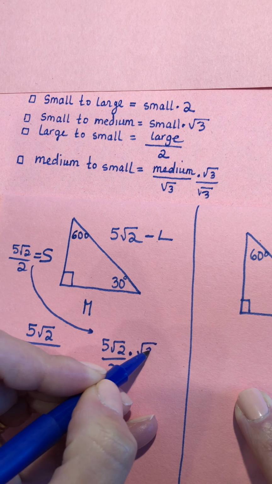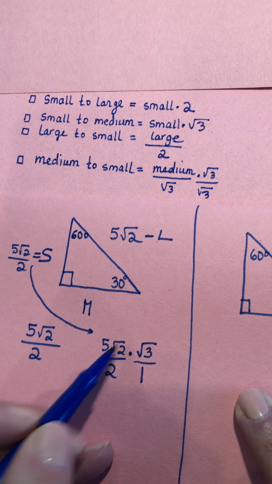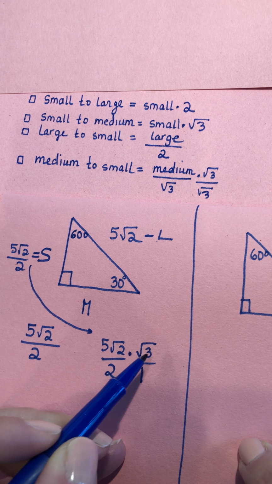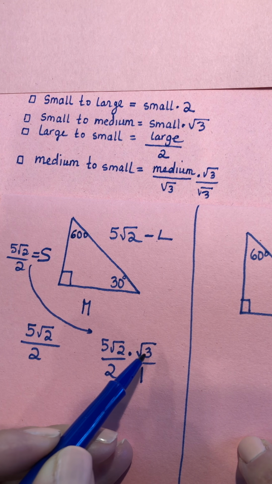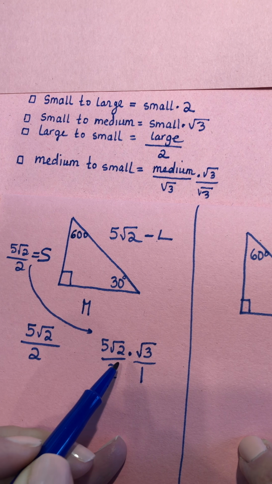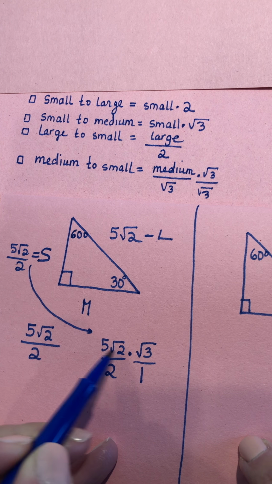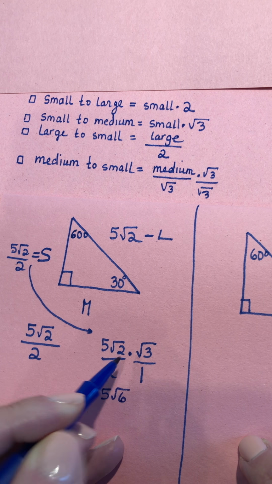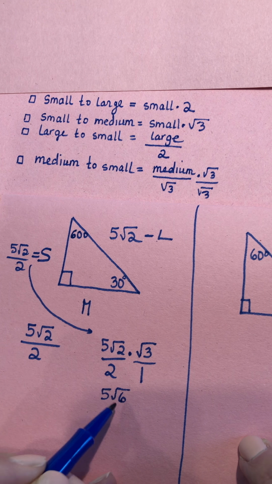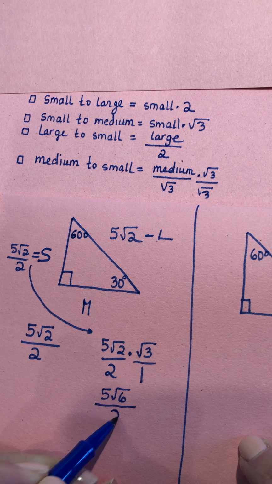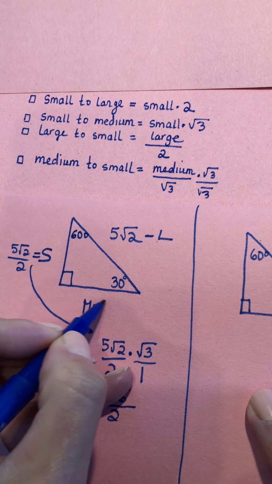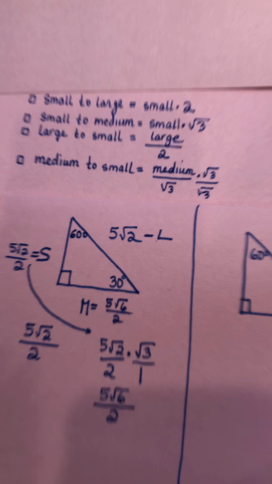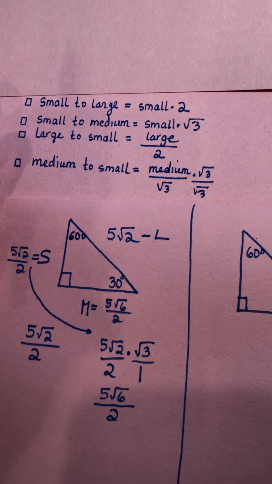And the square root of 3 is really over 1. Anytime you're multiplying something, you can always put it over 1. Make sure you understand that the square root of 3 is actually in the numerator. Okay, again, numbers multiply numbers, radicals multiply radicals. This is going to become, on the numerator, 5 root 6. Okay, the square root of 2 times the square root of 3 is the square root of 6, over 2 times 1 is 2. So my medium side is 5 root 6 over 2. Okay, let's go to the next example.